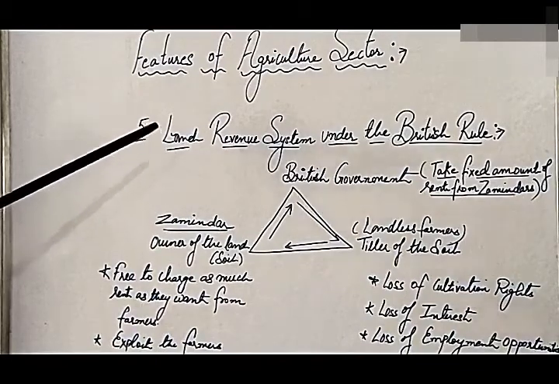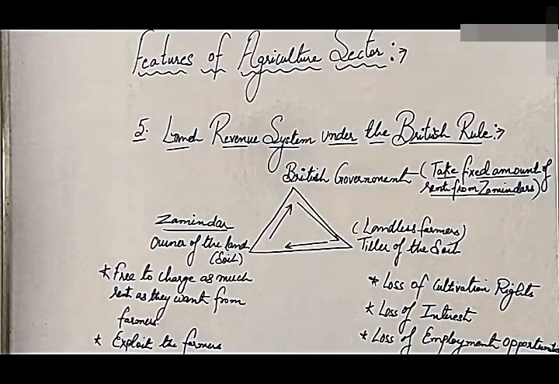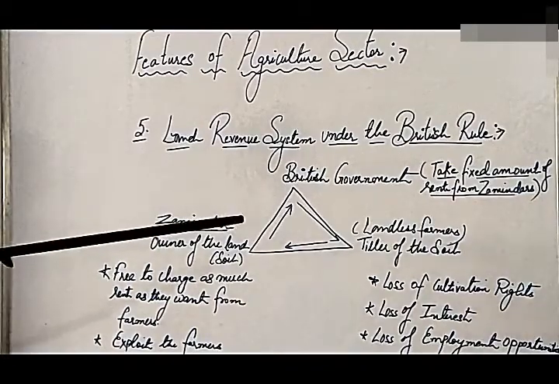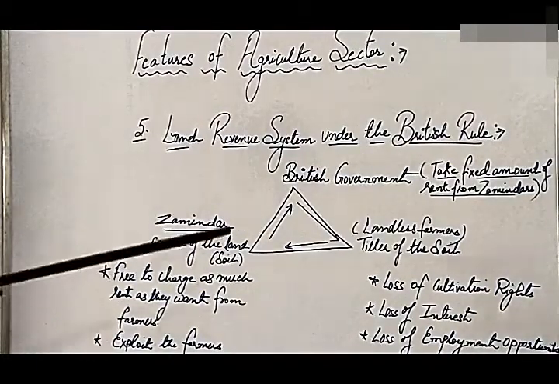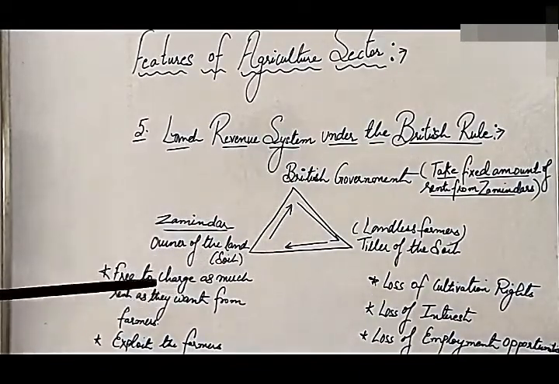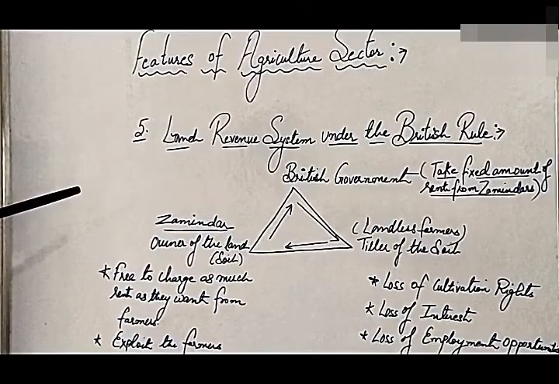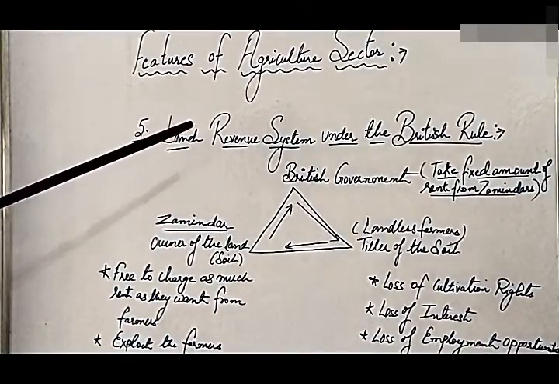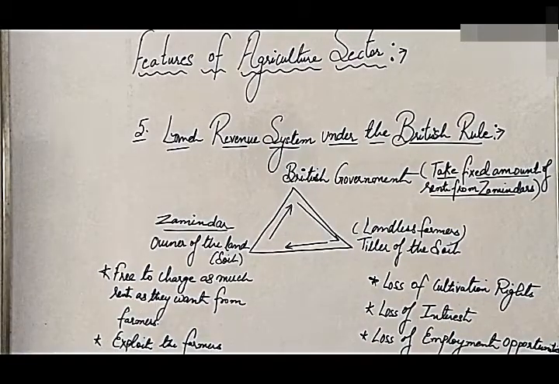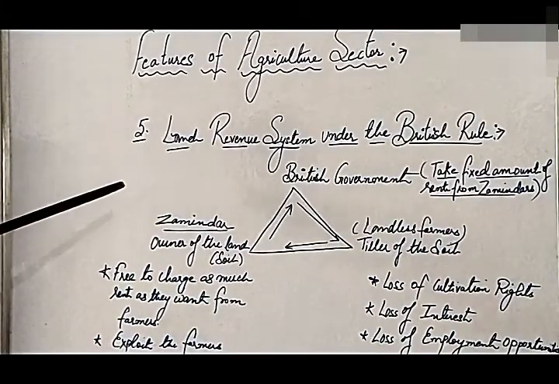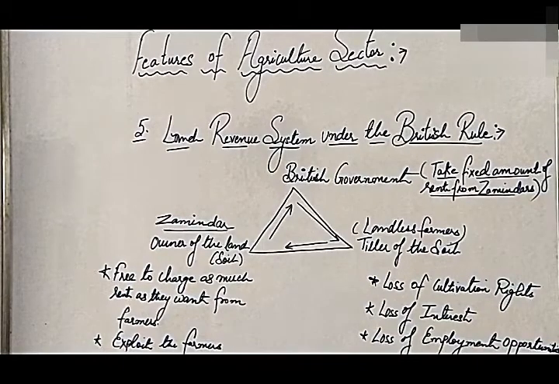If we talk about the land revenue system under the British rule, there was a triangular relationship between the British government, the owner of the soil, that is the zamindar, and the tiller of the soil, which is shown by the term landless farmers. There was a triangular relationship between all three of them. This relationship was termed the land revenue settlement system, or simply land revenue system or zamindari system under the British rule. At this point of time, the British government used to take a fixed amount of rent from the zamindars at a fixed period.